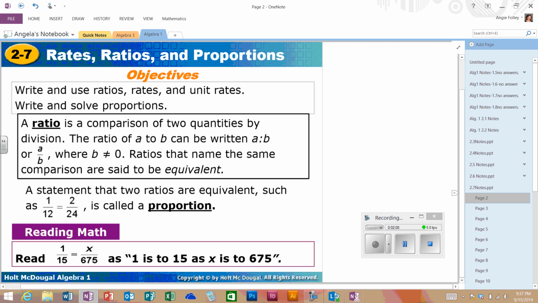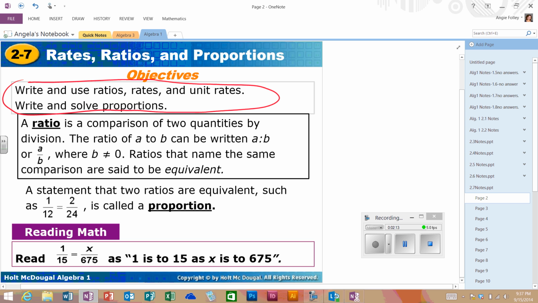Okay, so today we're going to look at writing and using ratios, rates, and unit rates. We're also going to look at how to write and solve proportions. So you need to understand what a ratio is. A ratio is a comparison of two quantities by division. The ratio of A to B is written either using a colon or A over B. B can never be 0 because we can never have 0 in the denominator. Ratios that name the same comparison are said to be equivalent.